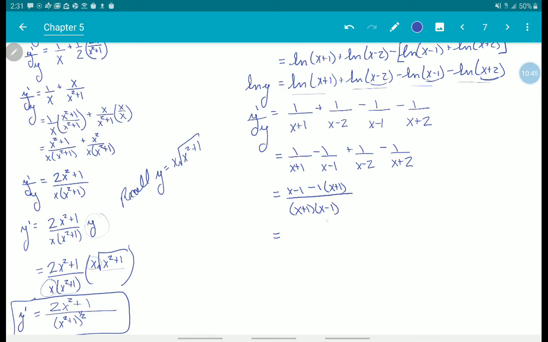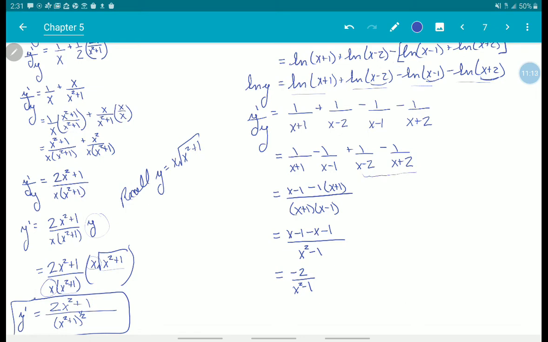I'm going to work with just this piece, and then I'll come back and catch the other two. So we have x minus 1 minus x minus 1 over that common denominator. I'm going to write it as x squared minus 1. So we're going to have a negative 2 over x squared minus 1.